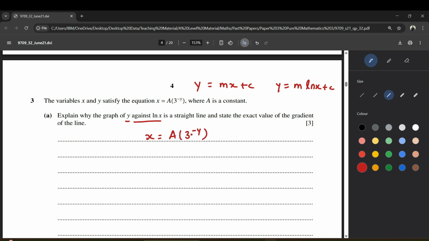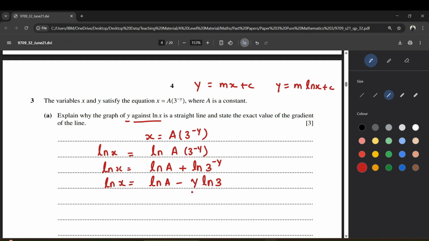x is equal to a times 3 to the power minus y. Okay, now we're going to take ln both sides. So this becomes ln x equals ln of a times 3 to the power minus y. Using the laws of logarithms, we can separate these two. So this becomes ln a plus ln 3 to the power minus y. Then, again using the power law of logarithms, we can multiply the minus y on this side. So this becomes ln a minus y times ln 3.